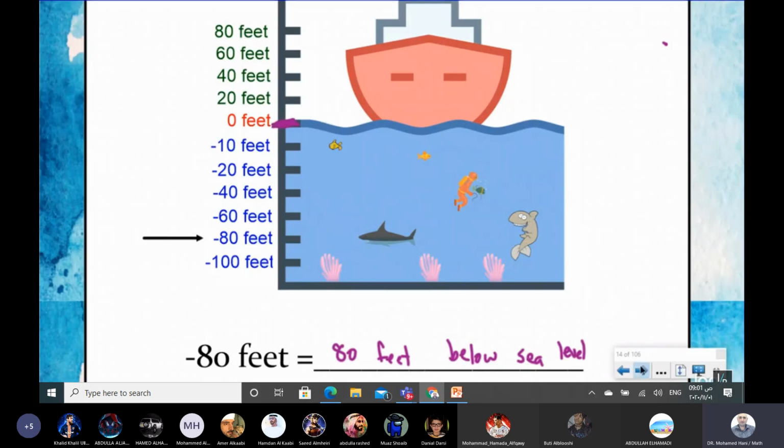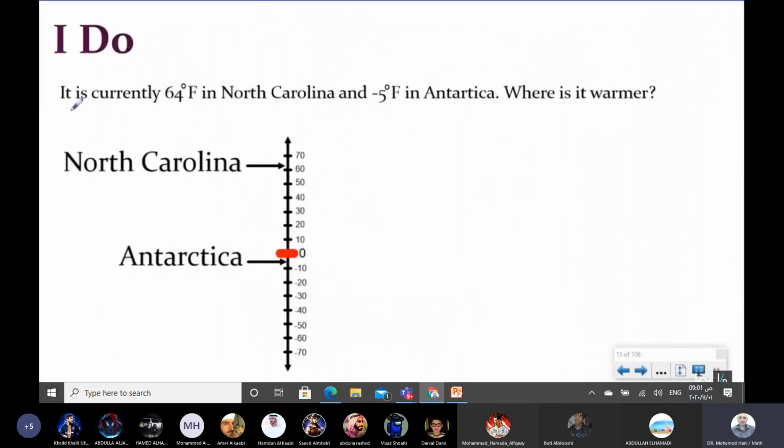Let's take a look at an I do problem. So our I do problem is about temperature. It says it is currently 64 degrees Fahrenheit in North Carolina and negative 5 degrees Fahrenheit in Antarctica. Where is it warmer? And so first of all, I'm going to do my sides check. I'm going to say it is warmer blank.